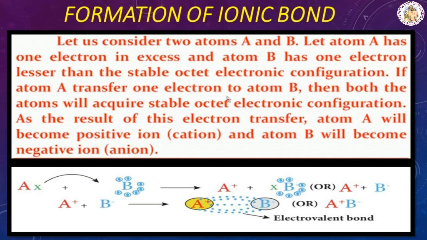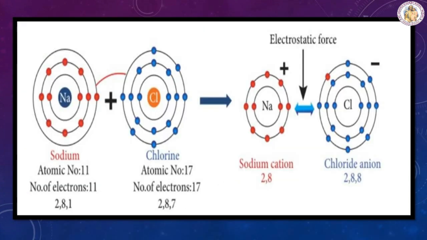bond. You know that in between A and B there is a force of attraction. This force of attraction is called electrovalent bond. Now come to the formation of ionic bond in sodium chloride.